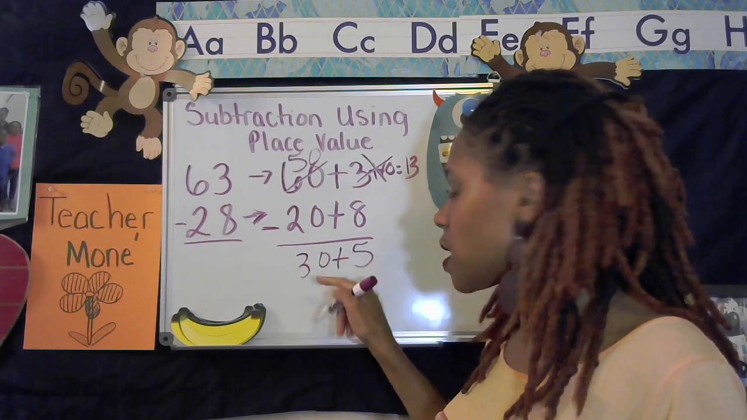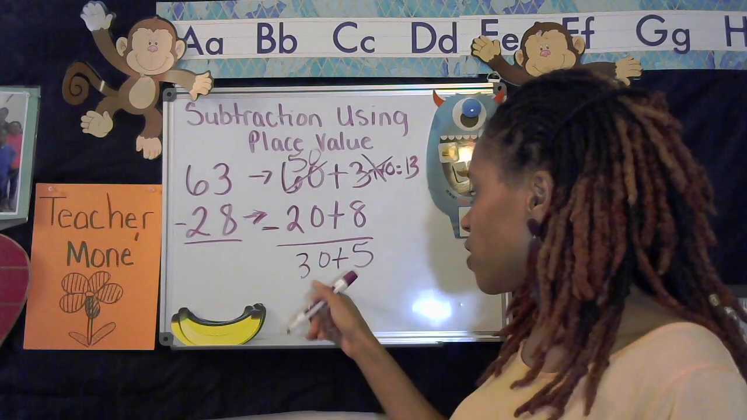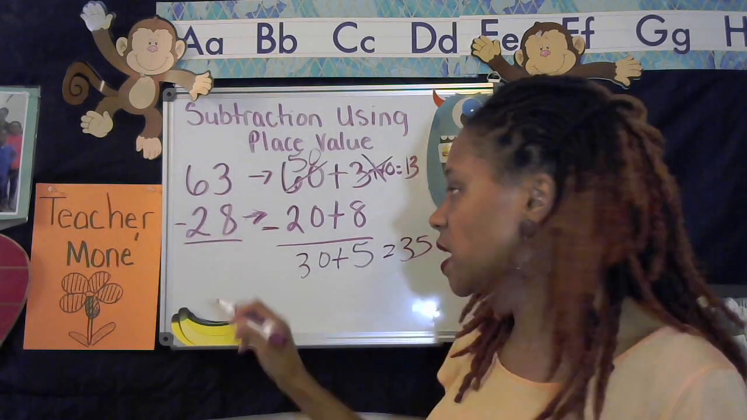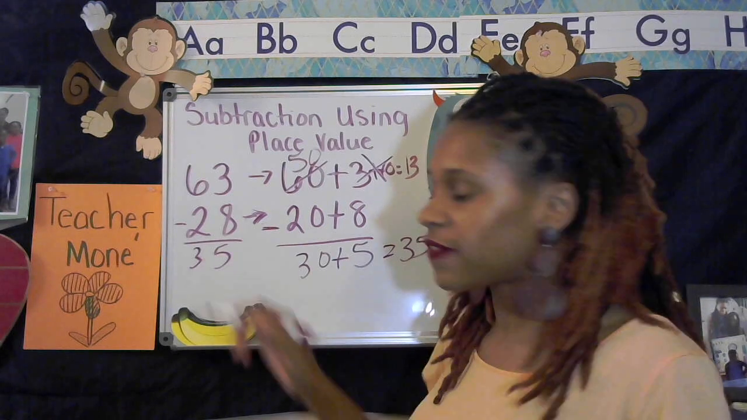Put my plus sign in the middle. 30 plus 5 is 35. So 63 minus 28 equals 35.